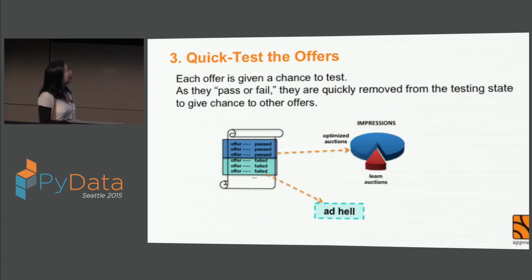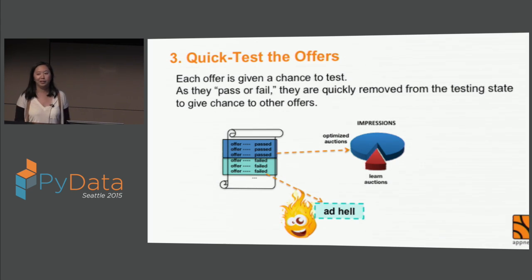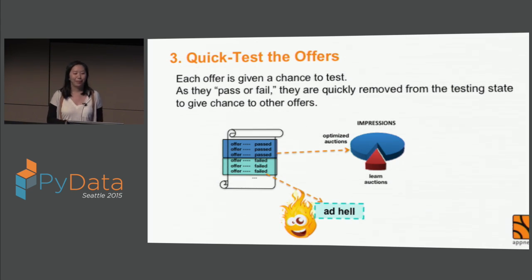All right. The last step is the quick test, which I already went over. This is still the same number of offers that we were talking about earlier. During those n impressions per offer, if it passes, it goes into the optimized state. And if it fails, it goes into this horrible place called adhel. It doesn't actually use this.